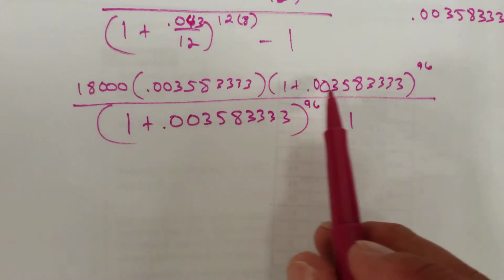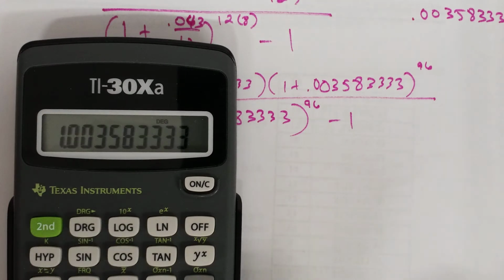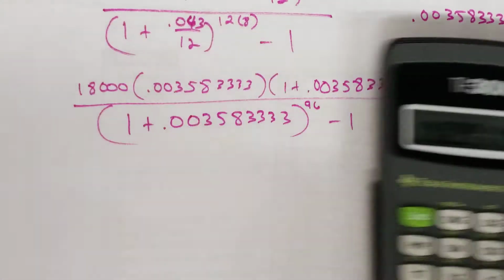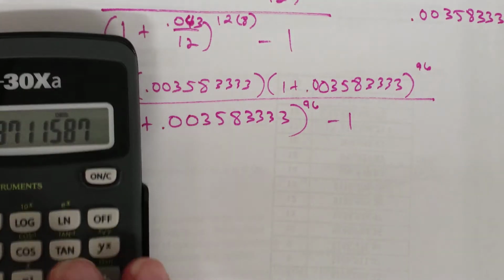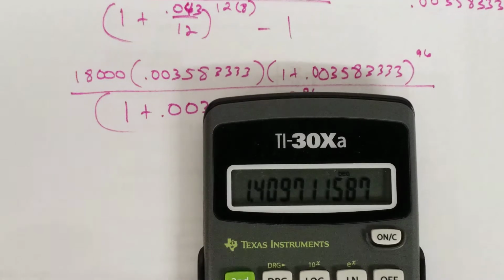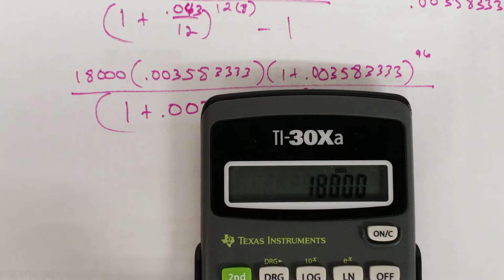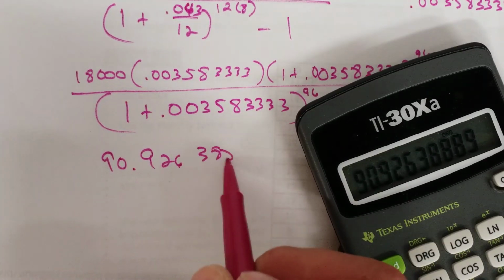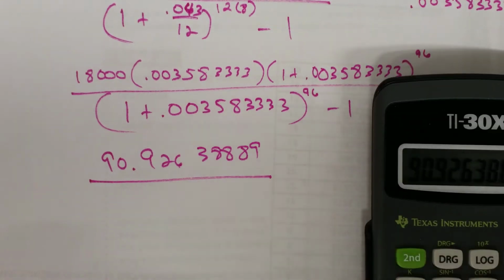I'm going to let my calculator do the work. So I'm going to add these together first and then take it to the 96 power. I already have that number in my calculator. So plus 1 equals that. Now I'm going to raise it to the 96 power. Equals 1.409711587. Now I'm just going to multiply that times that decimal again, and then multiply that times 18,000. And there's my numerator: 90.92638889. Notice I'm not rounding. I'm not going to round until the end. You always want to wait till the end to round.